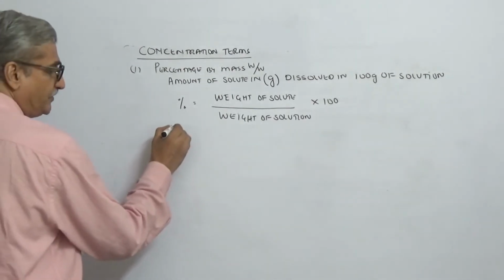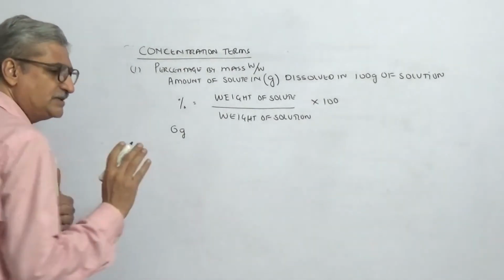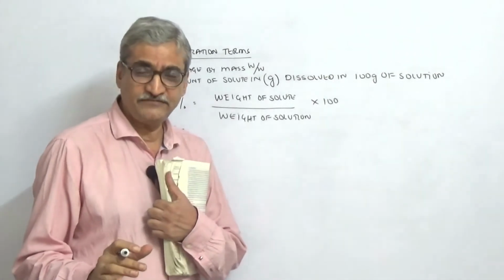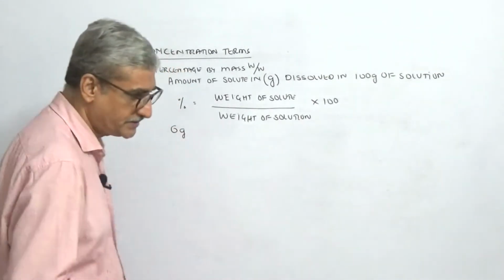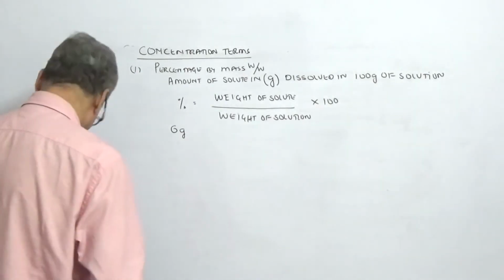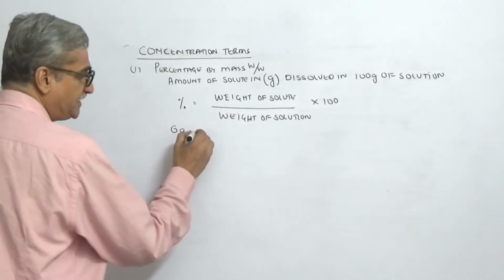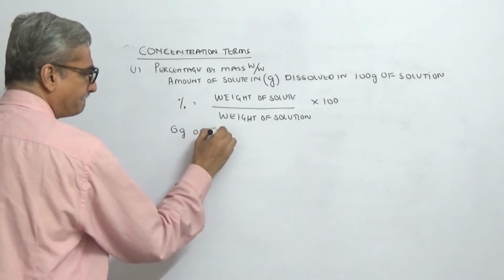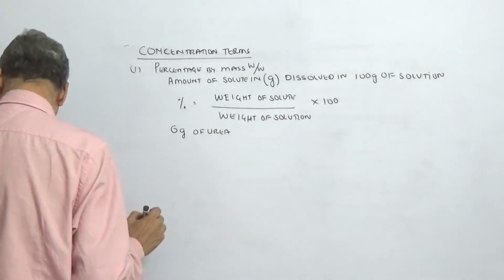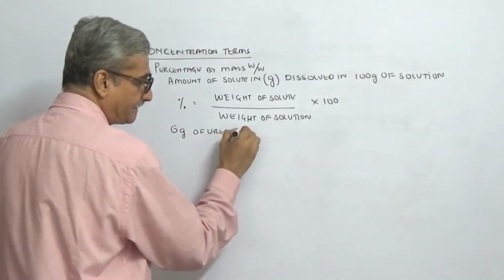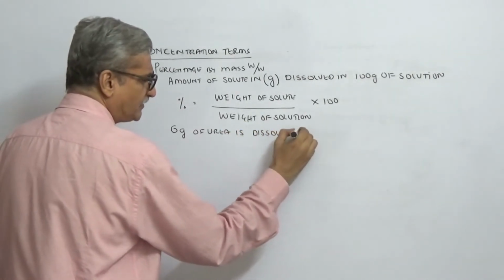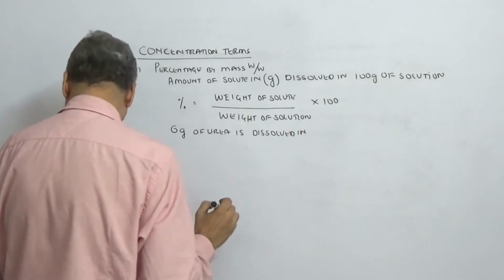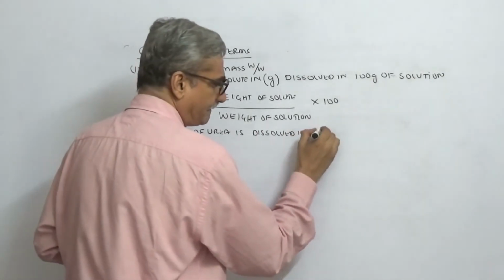6 grams of urea. I'm just doing few sums in this to save time, because when we do MCQs now, so many questions we are going to do in this. So then the revision will be solid. 6 grams of urea is dissolved in 500 grams of water.